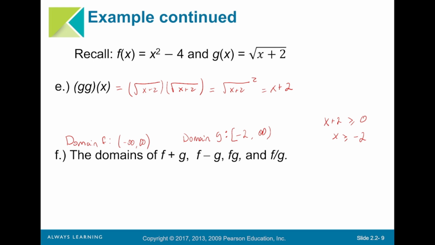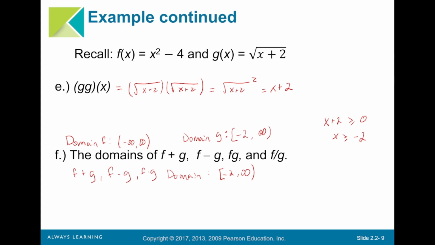Well, that means that we want to just think about the intersection of these two domains. Well, f is everything, so g is really what sets the domain. And we remember from the beginning that f plus g, f minus g, and f times g have the domain of the intersection, which is just negative 2 to infinity.